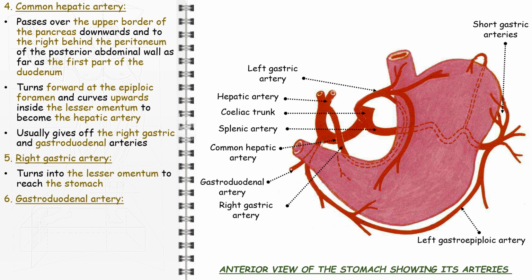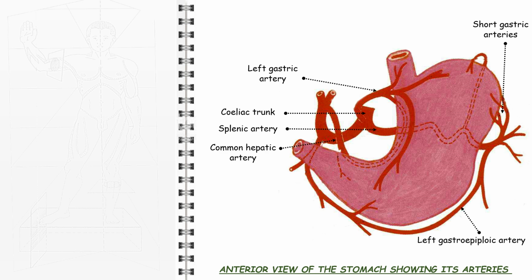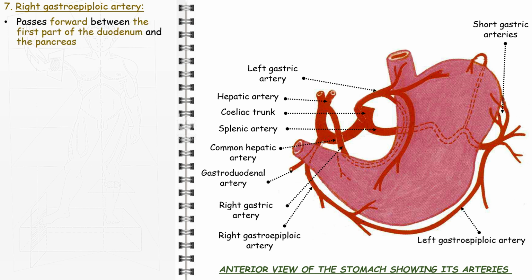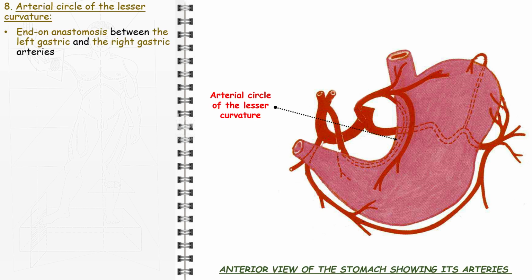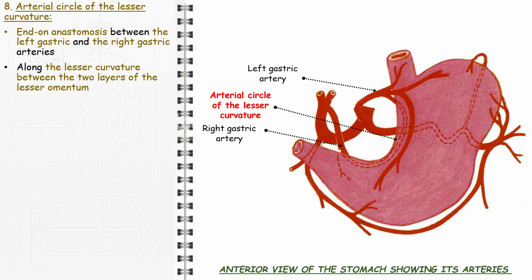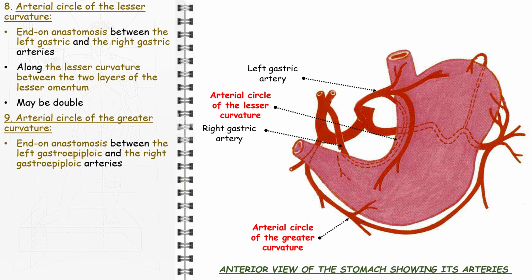The gastroduodenal artery passes down behind the first part of the duodenum, to the left of the portal vein, and divides into two. The right gastroepiploic artery passes forward between the first part of the duodenum and the pancreas and turns to the left inside the greater omentum. Thus, the arterial circle of the lesser curvature is an end-on anastomosis between the left gastric and the right gastric arteries. It runs along the lesser curvature between the two layers of the lesser omentum. It may be double. The arterial circle of the greater curvature is an end-on anastomosis between the left gastroepiploic and the right gastroepiploic arteries.